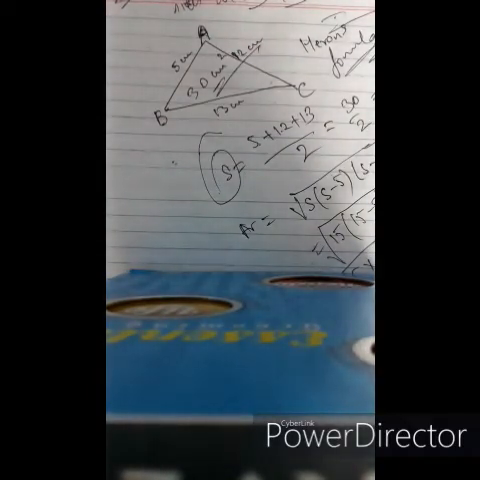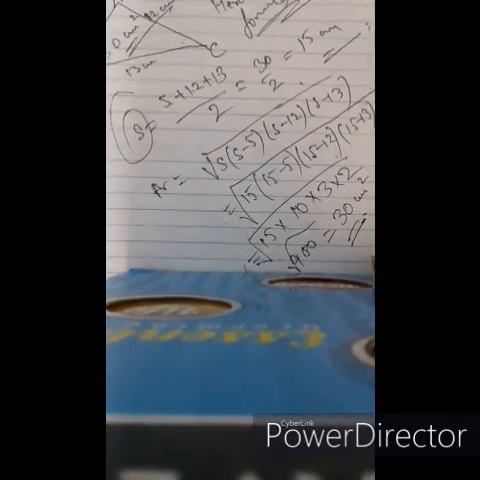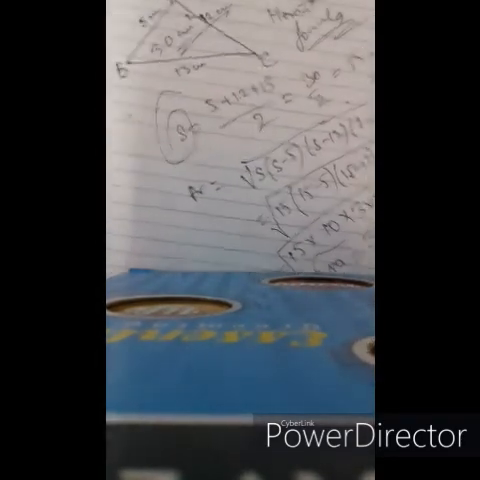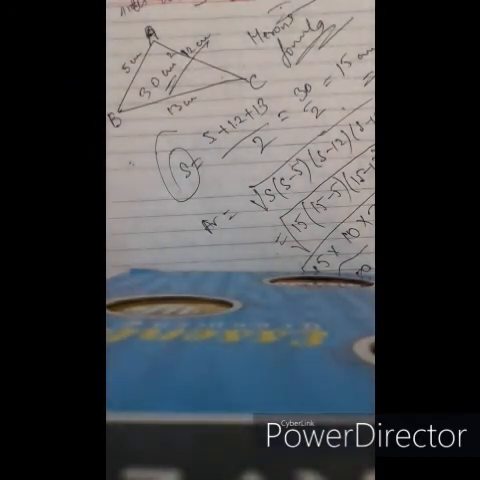I hope you got this problem. Just substitute the values in Heron's formula: find the semi perimeter by adding the sides and dividing by 2, and after that substitute the values in Heron's formula, whole root s into s minus a into s minus b into s minus c. So we got 30 centimeter square, which is the area of this triangle. I hope you are clear with what we saw up till now.